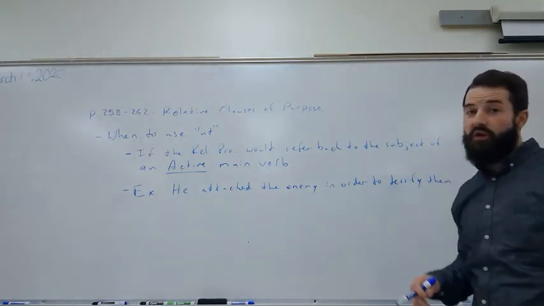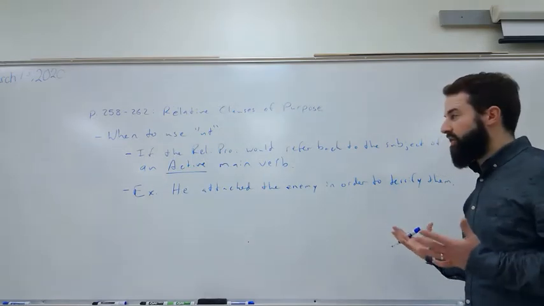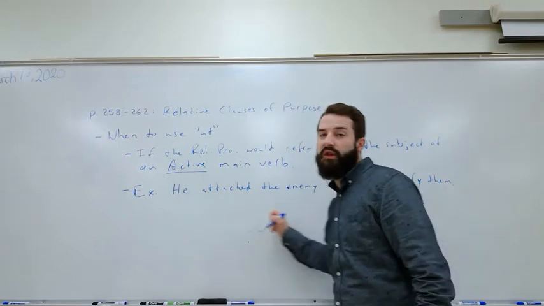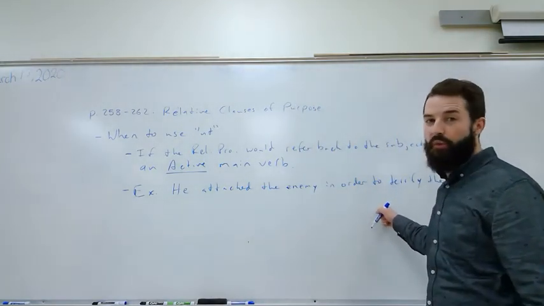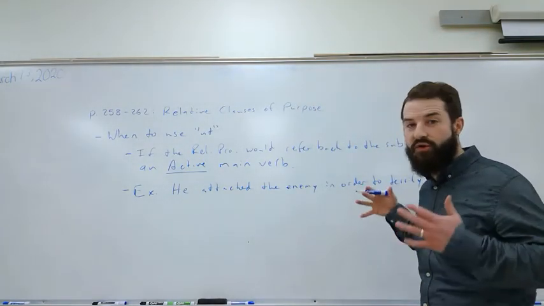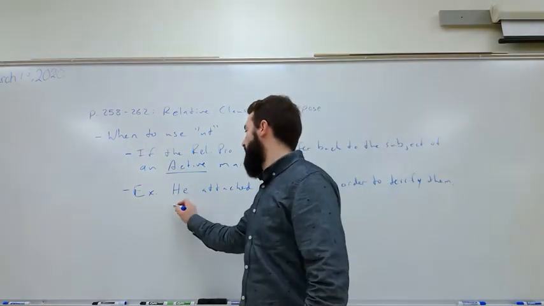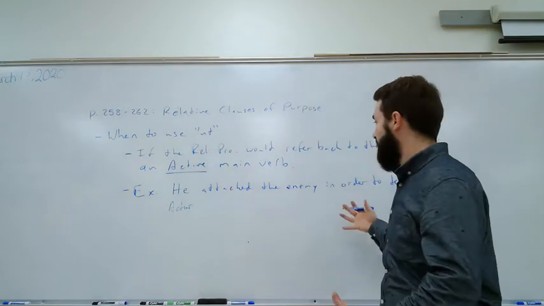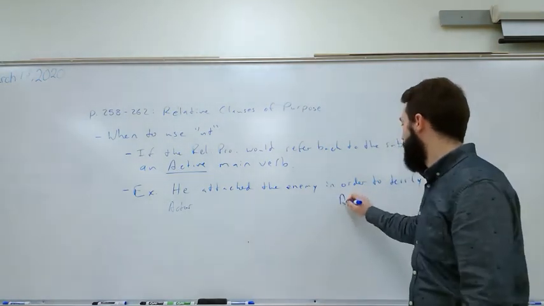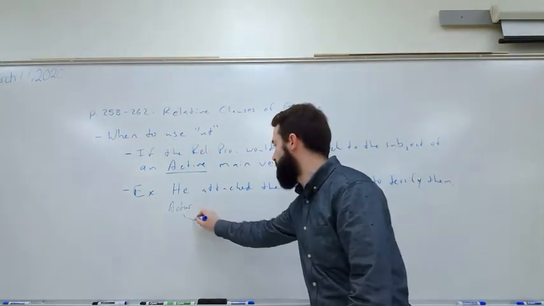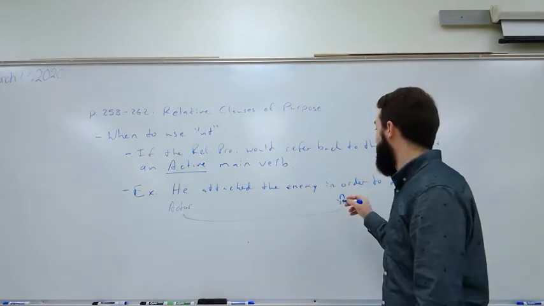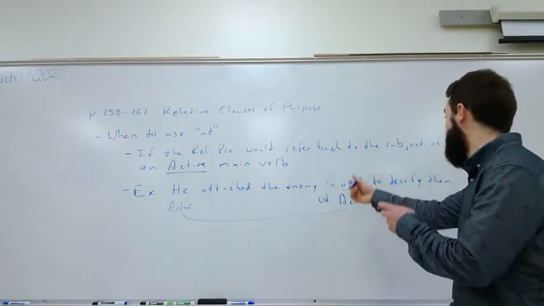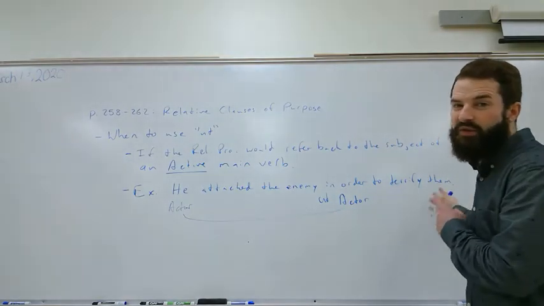I'm going to look at this, and basically you're just asking yourself: is the person who's acting in your main clause also the actor in your subordinate clause? If it is, then you're going to use ut. Here the actor is he, and that same subject is the actor over here. It's the same person who's doing the action. And so in that case, I have to use ut instead, because you would essentially be saying he attacked the enemy who to terrify them, which doesn't make any sense, right?